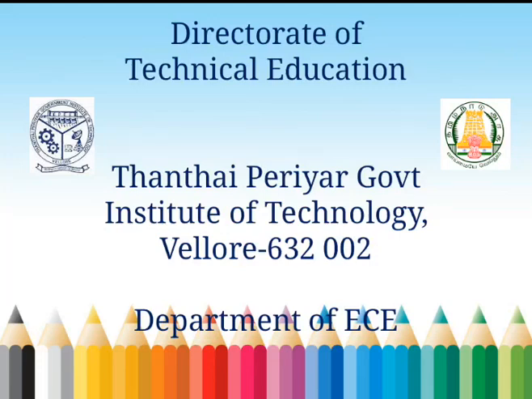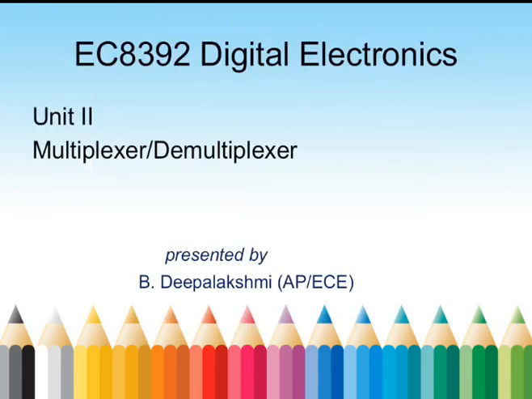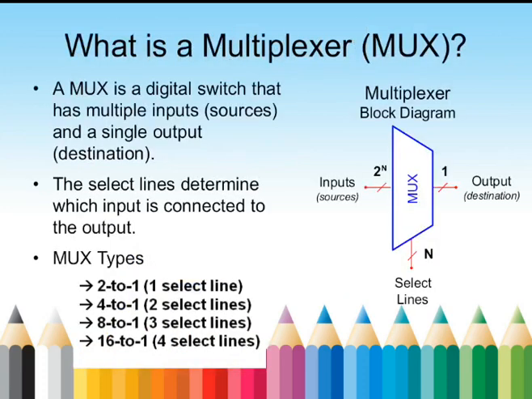Hello everyone. In this video, we are going to discuss multiplexer and demultiplexer. Generally, these multiplexer and demultiplexer are examples of combinational circuits. Let us first discuss multiplexer. What is a multiplexer?